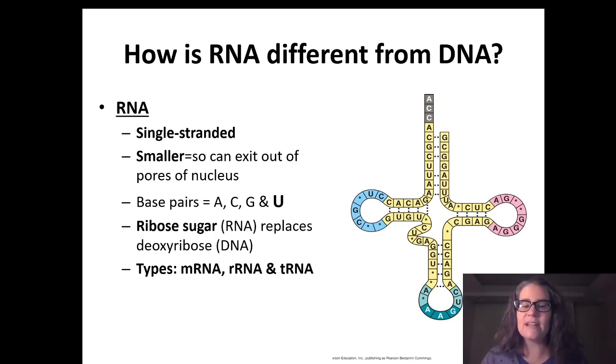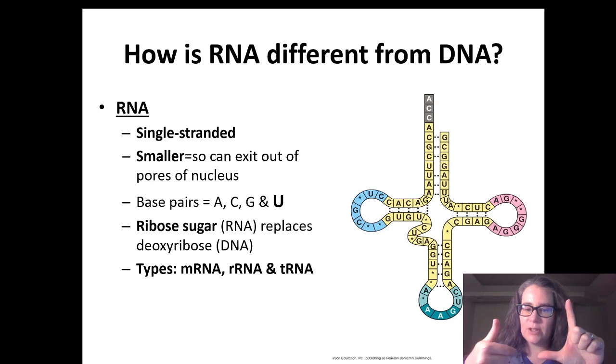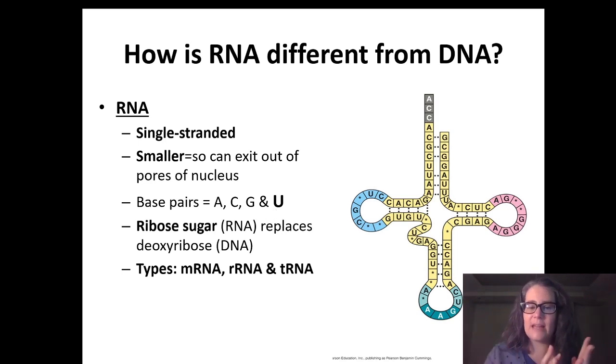The other differences are in the chemistry. So in the nitrogen bases, you have A's with T's and C's with G's in DNA. And in RNA, we have A's with U's, or uracil. So thymine gets replaced with uracil. C's and G's are still together. But that U is a different nitrogen base possibility in RNA, and then thymine disappears.